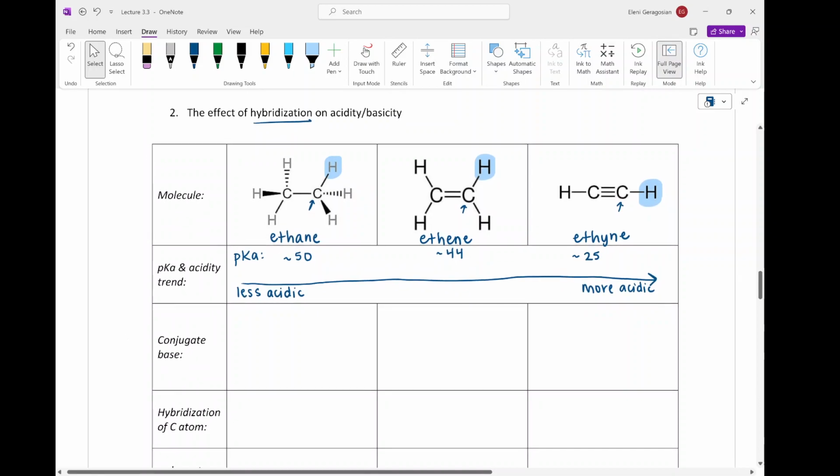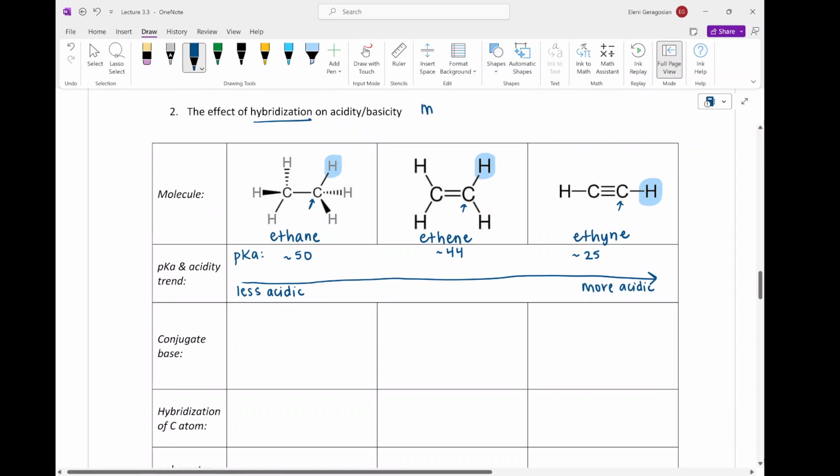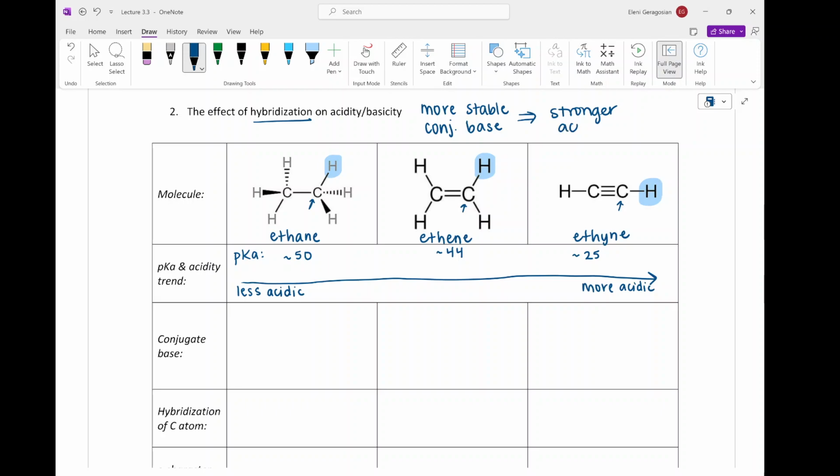So let's draw conjugate bases to understand this trend. Just like we did for resonance, we'll think about the stability of conjugate bases, and let's remember more stable conjugate base means less stable or stronger acid. So if the conjugate base of these is more stable, then the original acid is more acidic.